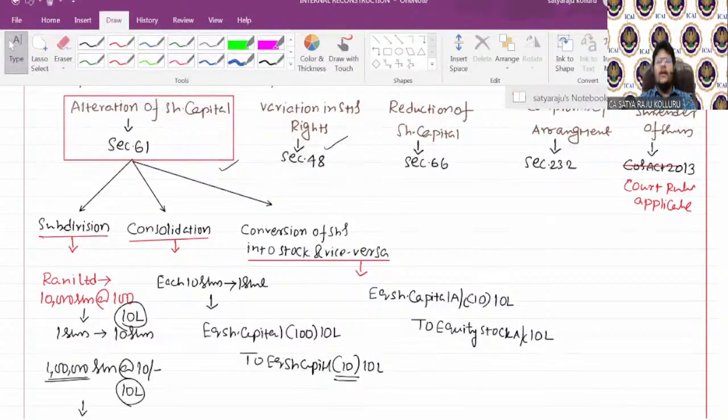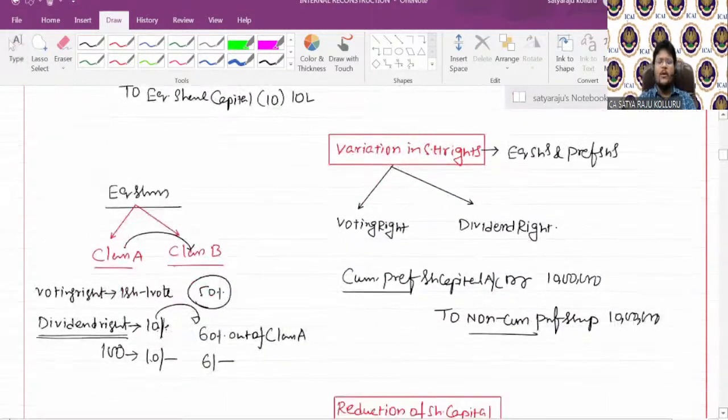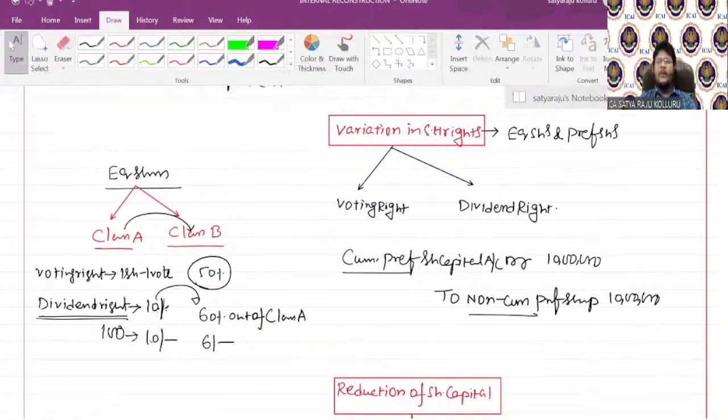Then we discussed things related to variation in shareholders' rights. The variation may be with respect to voting right or dividend right. In case of preference shares, it may be cumulative to non-cumulative, participative to non-participative, or one percentage of preference shares to another percentage. In the same way, in case of equity shares, two different classes are possible as per the Companies Act 2013. If one class of equity shares is converted to another class, that is also known as variation in shareholders' rights. The classes may vary depending upon their dividend right or voting right.